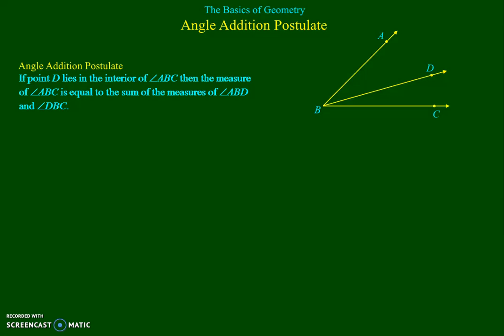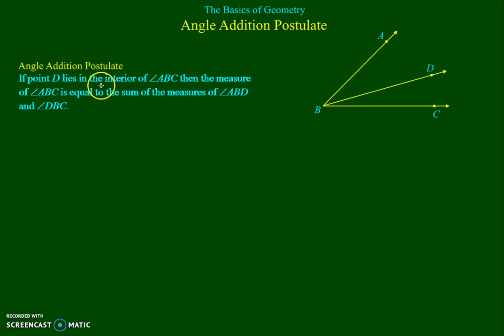This is part 9 of the series, The Basics of Geometry, and we're going to start this session with a new postulate called the angle addition postulate. It's very closely related to the segment addition postulate, in which we had a given segment made up of multiple parts. The overall segment is equal to the sum of the lengths of the parts that make it up.